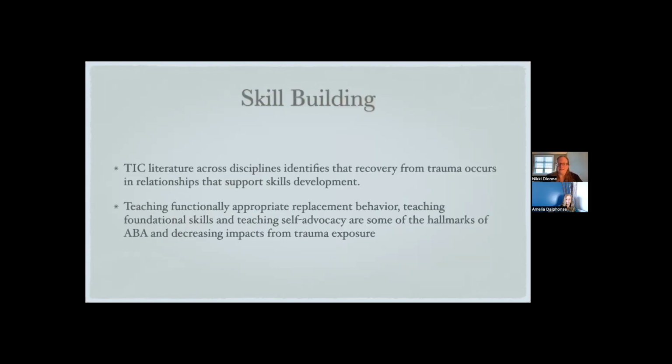And finally, looking at skill building, again, trauma-informed care literature identifies that what they call recovery from trauma really occurs in relationships that support skill development. For our purposes, we're looking at learning functionally appropriate replacement behavior. So that's the recovery from trauma, and how we start to build skills into our sessions to facilitate that. We look at the importance of acquiring adaptive behavior, helping in the building of independence and autonomy.